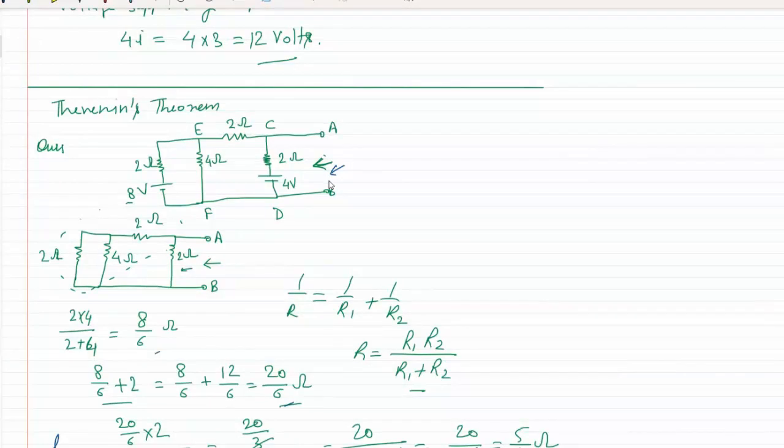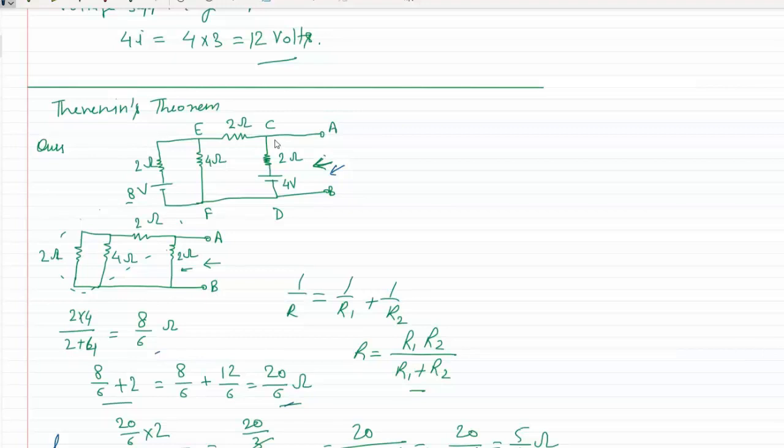Okay. So this is a very simple thing. You can apply either Norton's theorem, mesh analysis, or nodal analysis; anything you can apply. If you apply mesh analysis, you will have to take two loops. But I told you yesterday, mesh analysis is a little bit long. So we will apply nodal analysis and let us see whether we are able to solve it or not.